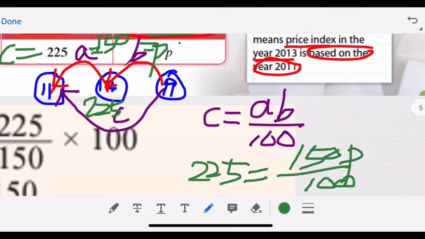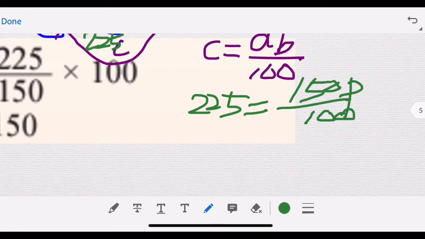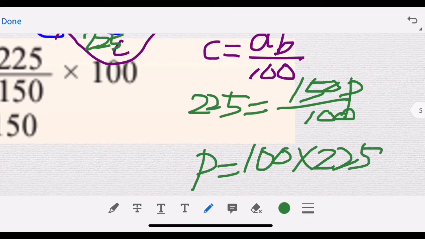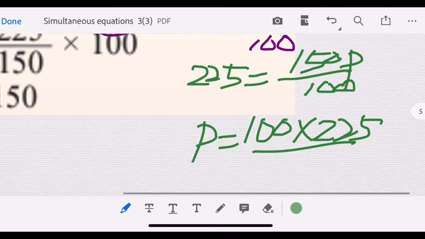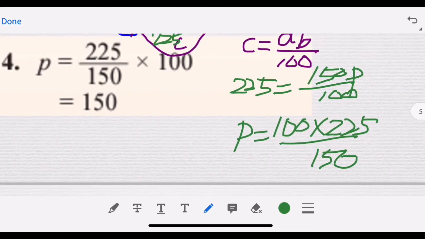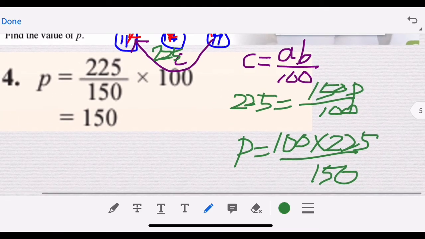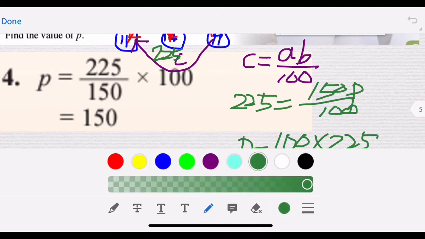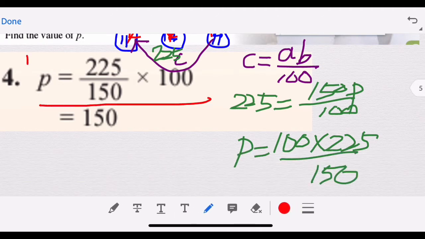So you see the working is very short. That means P is just 100 times 225 over 150. So you get the same answer, right? Yes, you are getting 225 times 100 over 150. So we are getting the same answer, but I'm using AB over 100, correct?